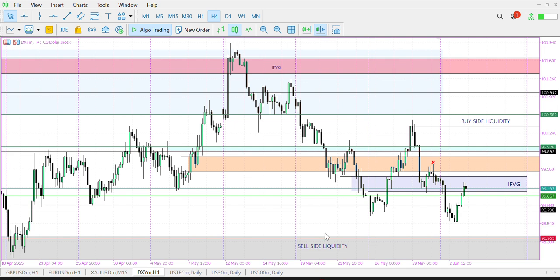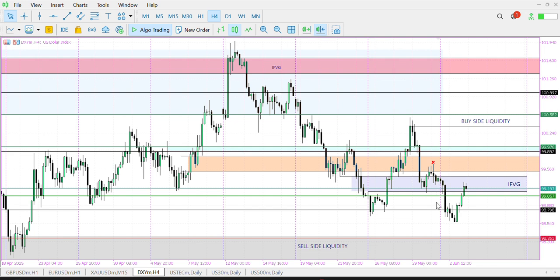So these areas that I've highlighted here, I've put IFVG. I got this concept from ICT. That's where I got the concepts from. Then I also read some other books that I'm going to share in the group.